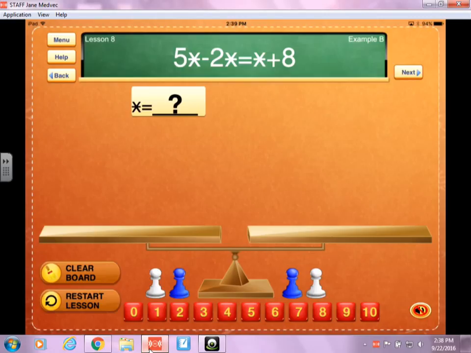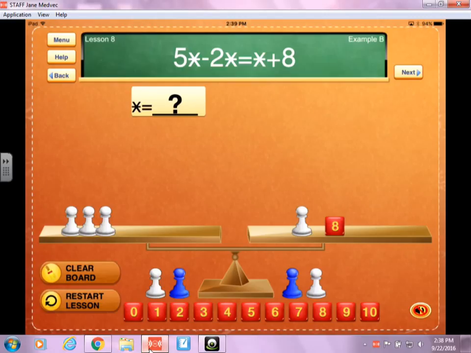Now, I'm going to set it up. So star, you're going to notice there's a white pawn. So there's 1, 2, 3, 4, 5. And then it tells me to do what? Take away 2. And that equals star plus 8. So underneath what you just wrote, you're going to write 3 star. 3 star equals star plus 8. And that's combining like terms.